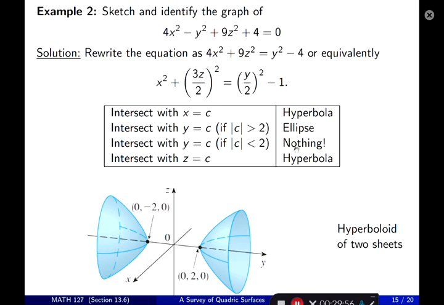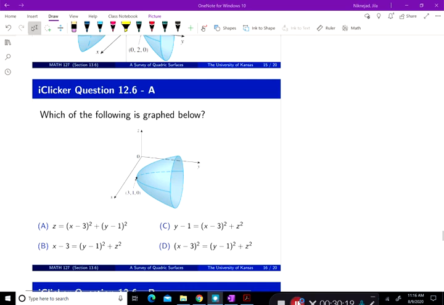And again, for y equal to 2 and y equal to -2, you get 2 points. And again, here it lies on the y axis rather than x and z this time. Hyperboloid of 2 sheets. So let's do a few iClicker questions.